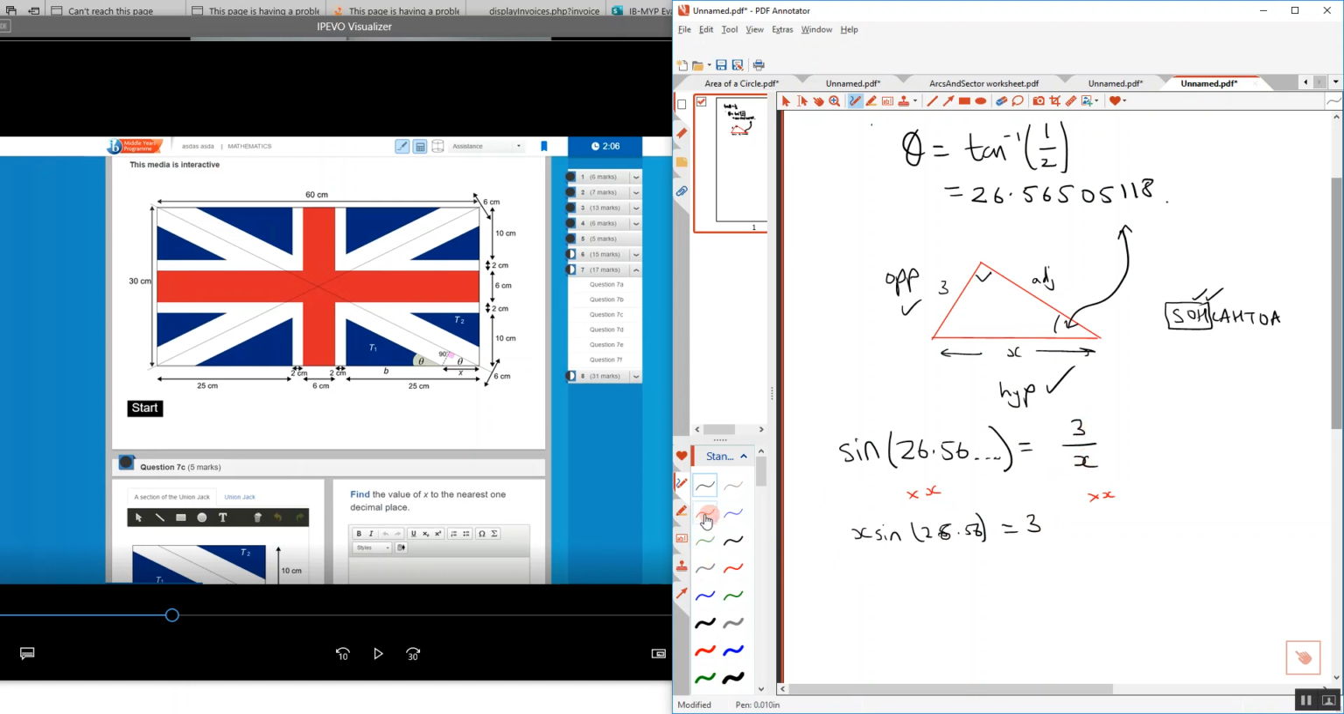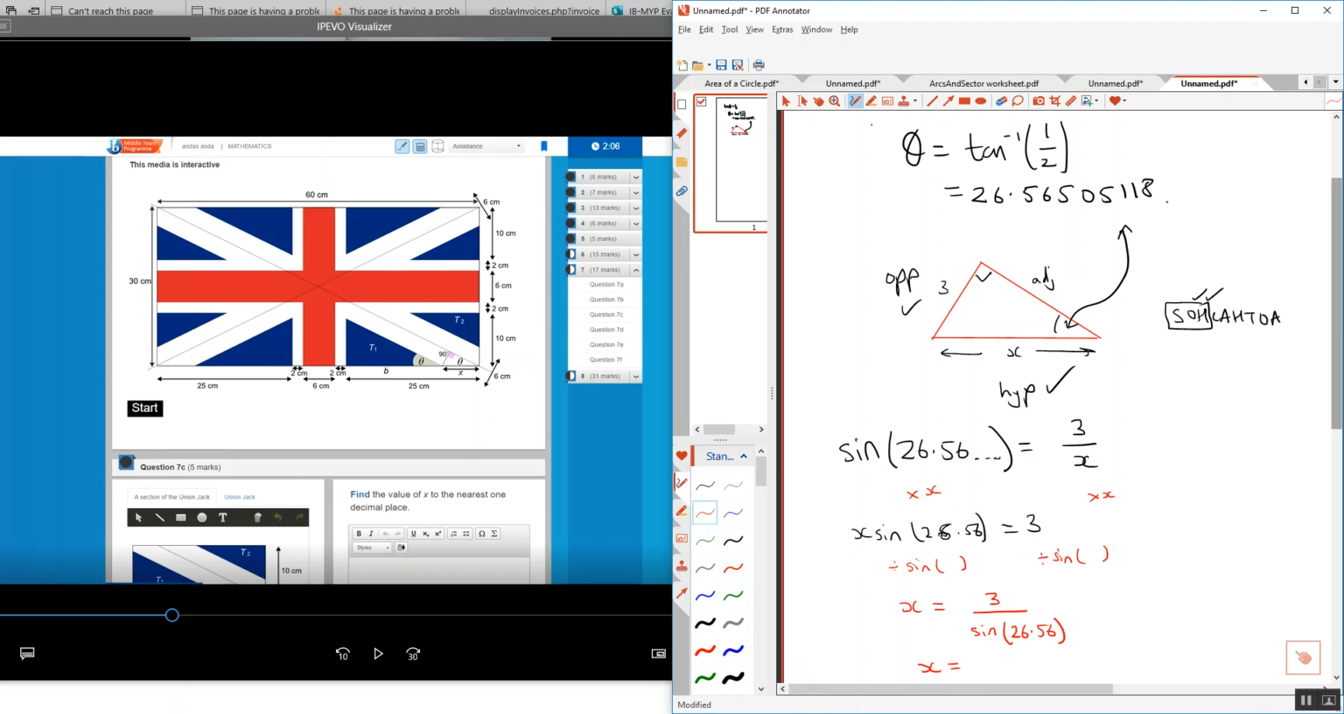Now, I want to get the x by itself. How do I get rid of this sine bit? Divide by sine. Okay, I'm going to do the same over here. Divide by sine of that 26.56. So I'm left with x equals 3 divided by sine 26.56 and so on. Okay, so if the x is on the bottom, you divide, okay?